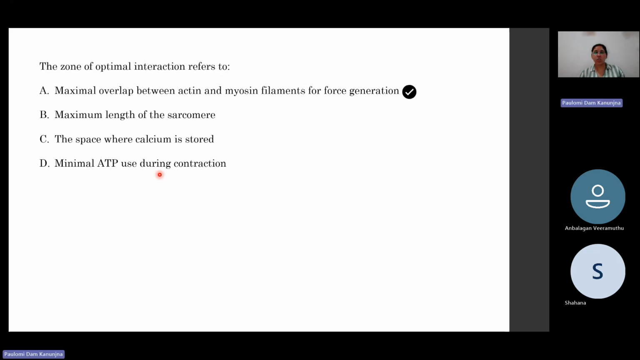Okay. So the zone of optimal interaction refers to maximum overlap between actin and myosin filaments for force generation, right? So when you are in the process of force generation, the overlap between the actin and myosin, the region before contraction, is called the zone of optimal interaction.